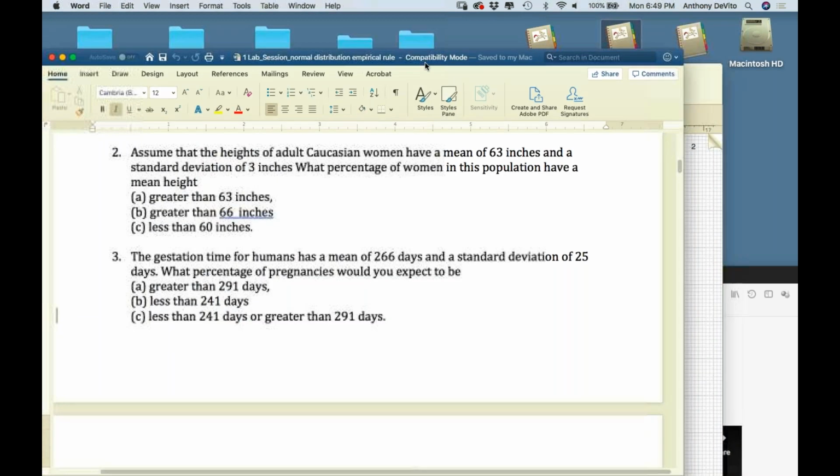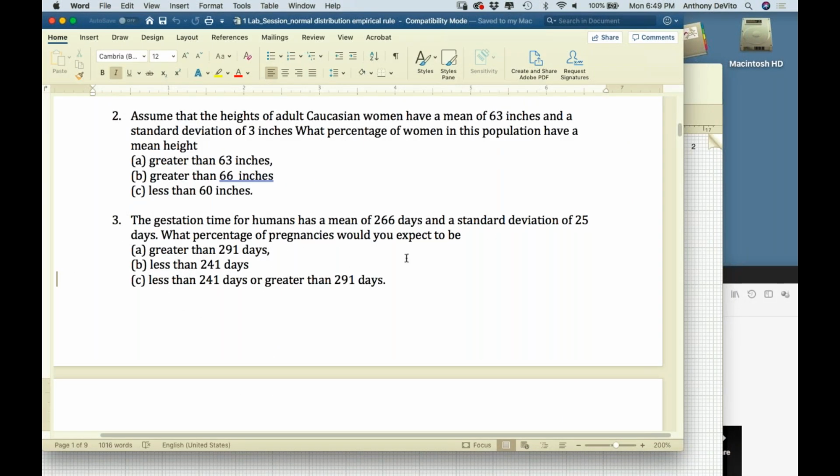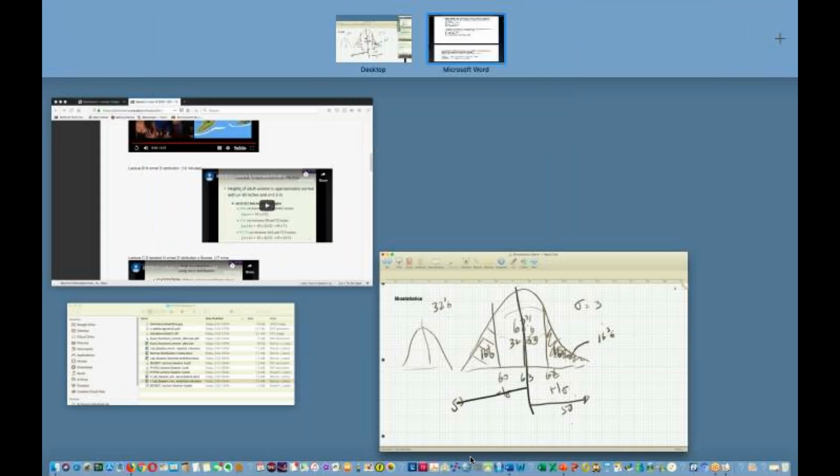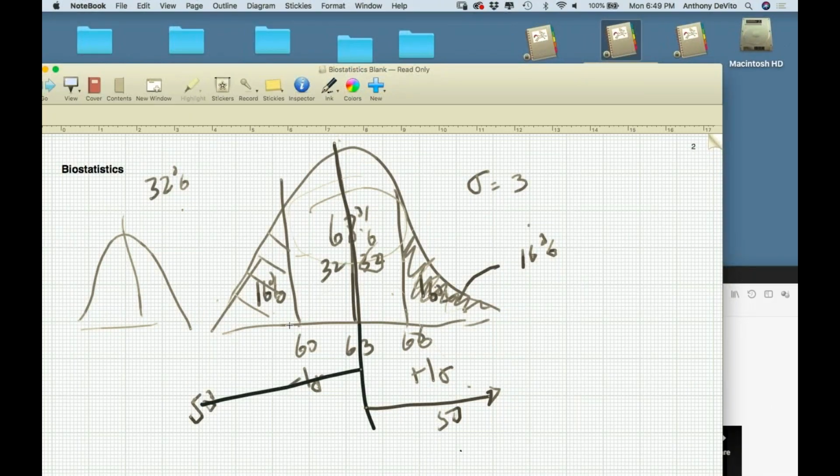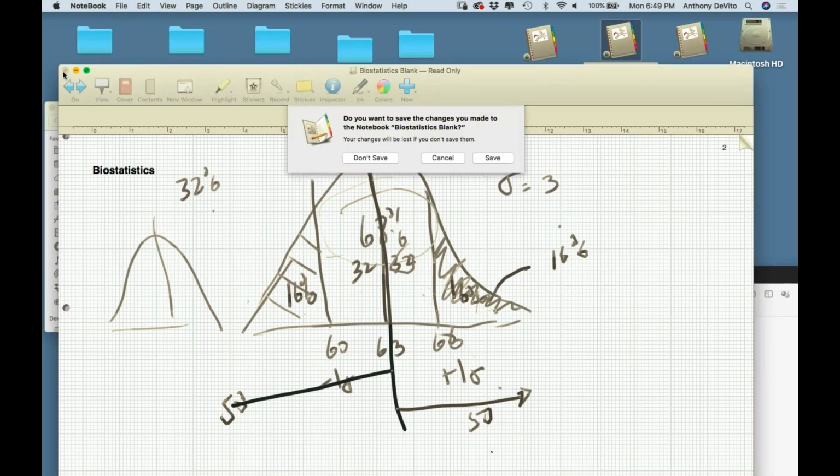Okay, then let me get to the next part here. And less than 60 inches. Similarly, less than 60 inches. I kind of just answered that question, didn't I? Less than 60 inches is going to be the same situation. It's going to be 16% also. Okay, let's try another version of this. Let's try another problem here.